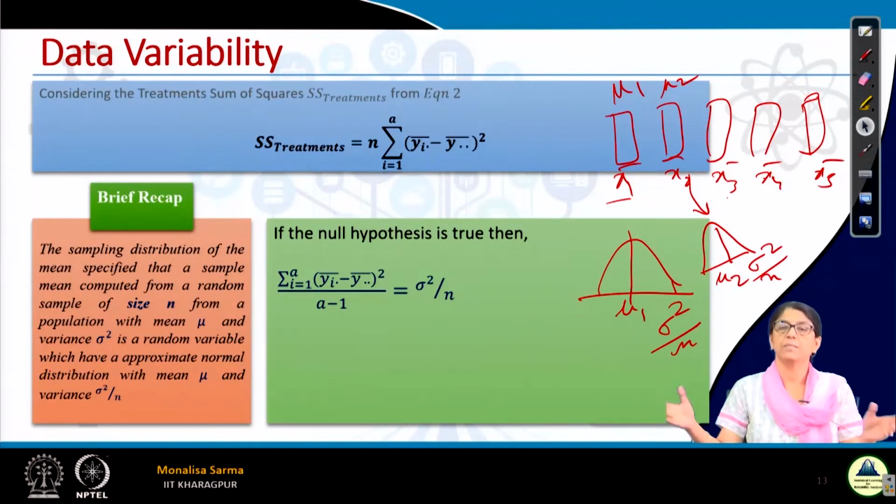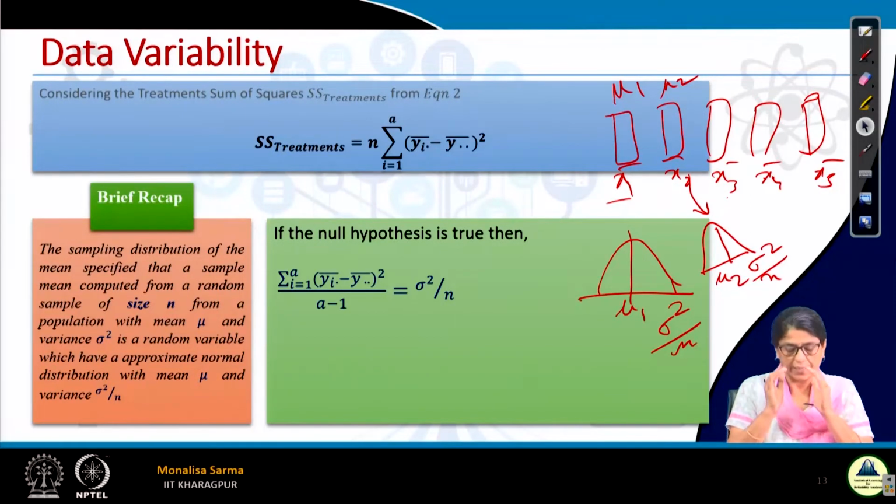All the populations are the same. It is just an extended population. There is no difference between the populations. If we assume that the null hypothesis is true, all the samples are as if taken from the same extended population. So mu1 is equal to mu2 is equal to mu3 is equal to mu4 is equal to mu5, say it is mu.